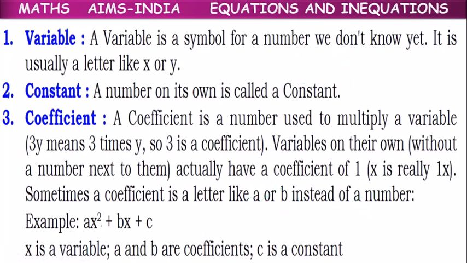Like here, ax squared plus bx plus c. Here a is in front of x squared, a is a constant, b is a constant, c is a constant, whereas in x squared, x is a variable and 2 is the exponent. So this equation has variable x, a and b are the coefficients, c has no variable so it is a constant term, and 2 is the exponent. Here x power 1 is there, so 1 also is an exponent.